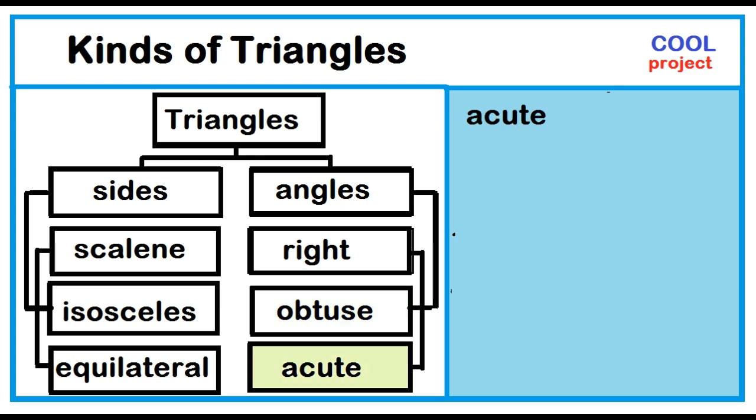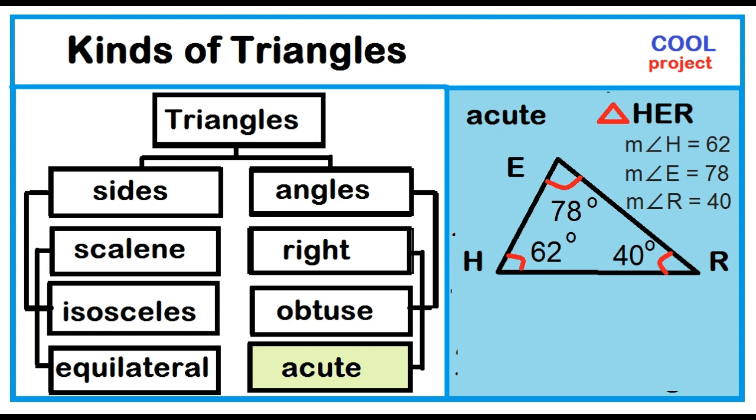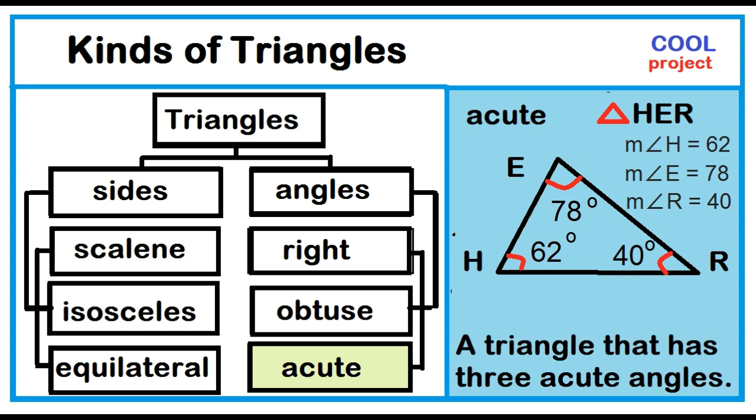What is an acute triangle? Consider triangle HER. The measure of angle H is 62 degrees, the measure of angle E is 78 degrees, and the measure of angle R is equal to 40 degrees. Triangle HER is an acute triangle. An acute triangle has 3 acute angles.